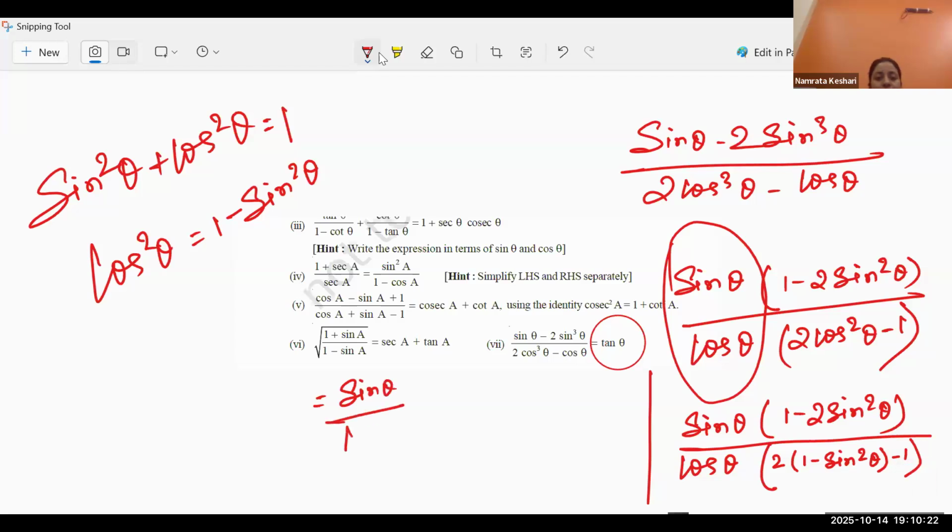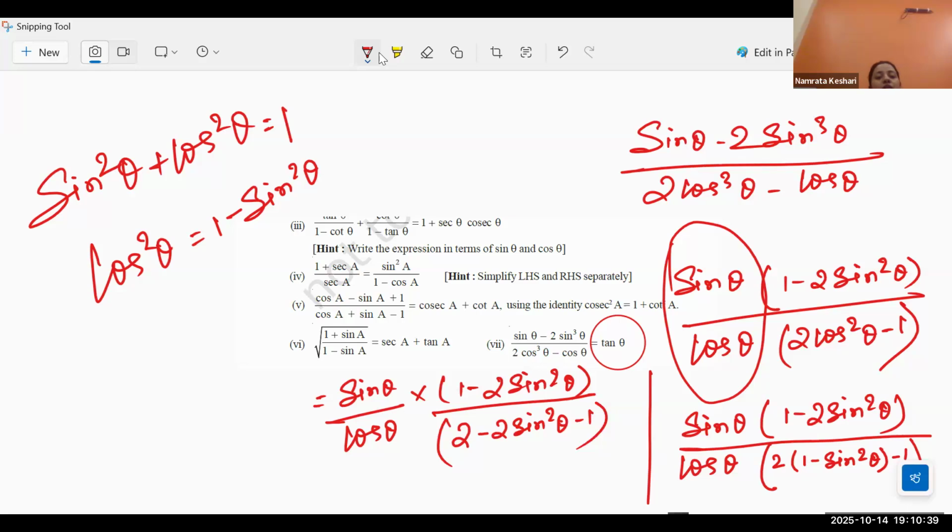I am copy pasting the numerator. The denominator, I'll open the bracket carefully. So it will be 2 minus 2 sine square theta minus 1. 2 minus 1 is 1. Can you see the denominator became 1 minus 2 sine square theta? The numerator's bracket and the denominator's bracket became exactly the same, which can cancel out each other, and we are done with the proof. Already we were having sine by cos, right?